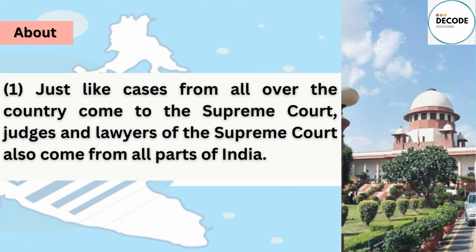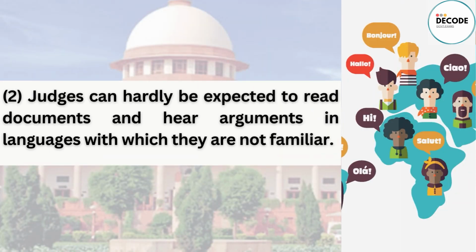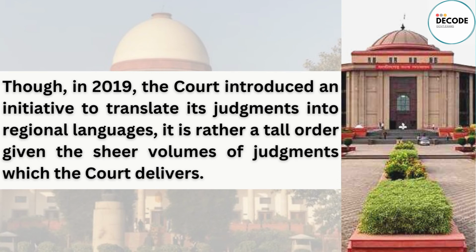Just like cases from all over the country come to the Supreme Court, judges and lawyers of the Supreme Court also come from all parts of India. Judges can hardly be expected to read documents and hear arguments in languages with which they are not familiar. Without the use of English, it would be impossible to discharge their duty. All judgments of the Supreme Court are also delivered in English. In 2019, the court introduced an initiative to translate its judgments into regional languages. It is rather a tall order given the sheer volumes of judgments which the court delivers.